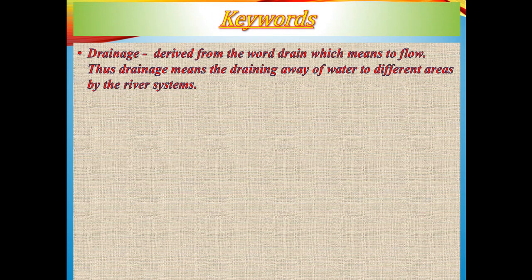Now the first keyword related to this chapter, number 1, what is actually drainage? Drainage has been derived from the word drain, which means to flow. That means the draining away of the water in different areas by the river system. So that is termed as drainage.